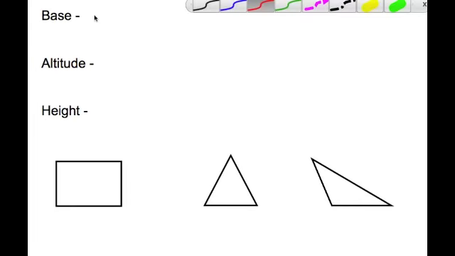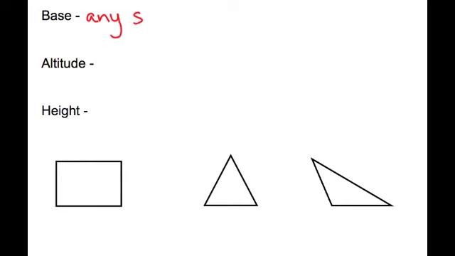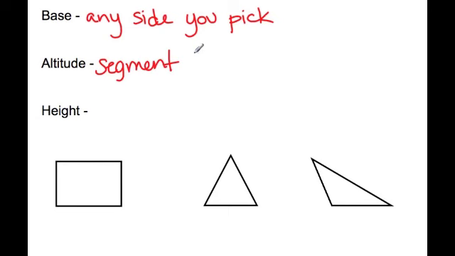The base is just going to be any side you pick. But the altitude is going to be the perpendicular segment that goes from the base to the opposite side. And then the height is just the altitude. It's just another name for the altitude. But we'll write down the notes.